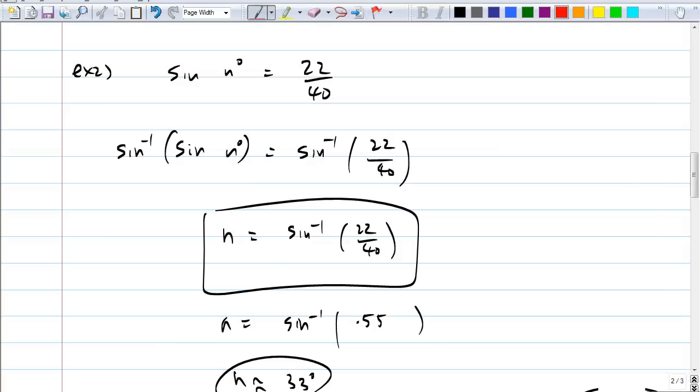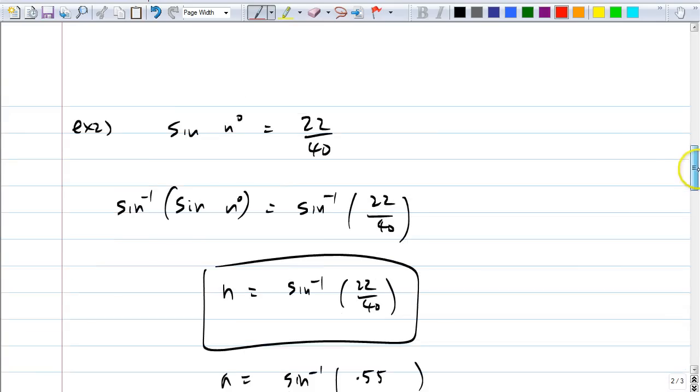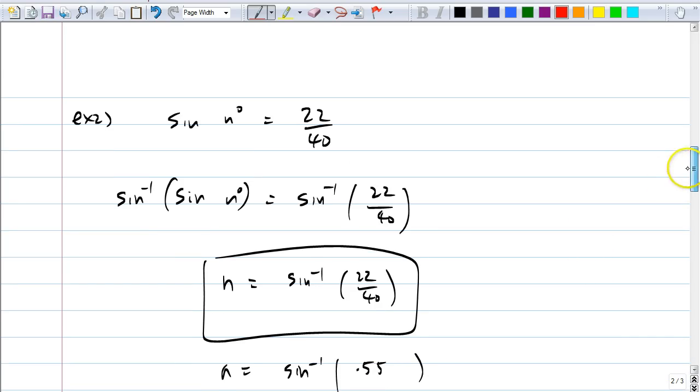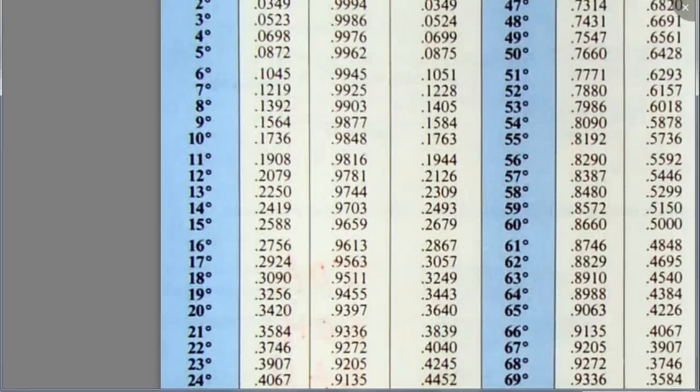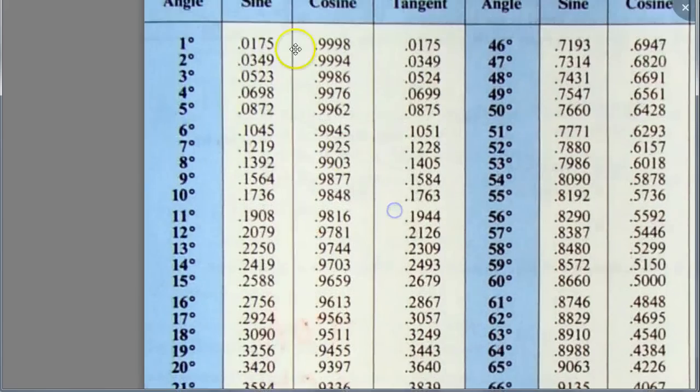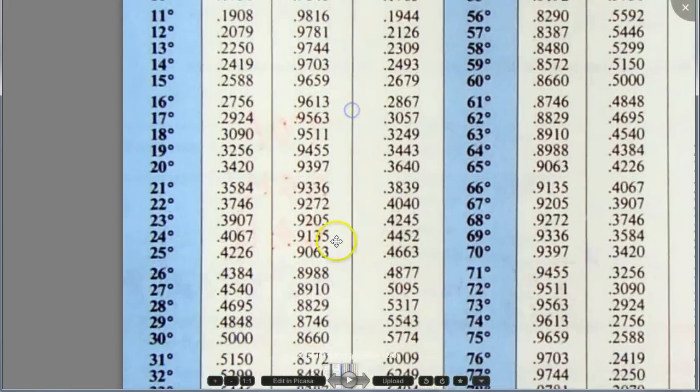So when you divide 22 over 40, you get 0.55, don't you? So let's look at our table. Now you see how we're going backwards. We have to look at the first column, second, or the third column. First, we have sine inverse. So 0.55. You see how sine is increasing like this? Where would 0.55 be?